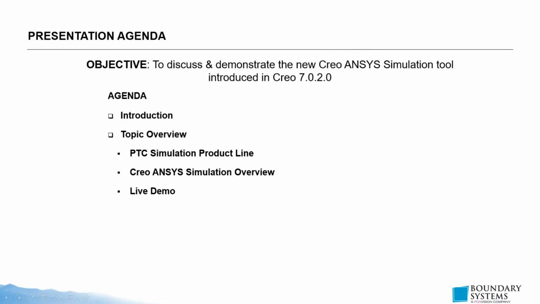So what we're going to talk about, like I said, is the Creo Ansys Simulation tool that was just introduced in Creo 7.0.2.0. So we're going to go over a little bit of an introduction to Boundary Systems and myself, and then we're going to go over the topics you see on the screen, really just overview what PTC simulation products are looking like right now, an overview of Creo Ansys, and then a live demonstration of the product.